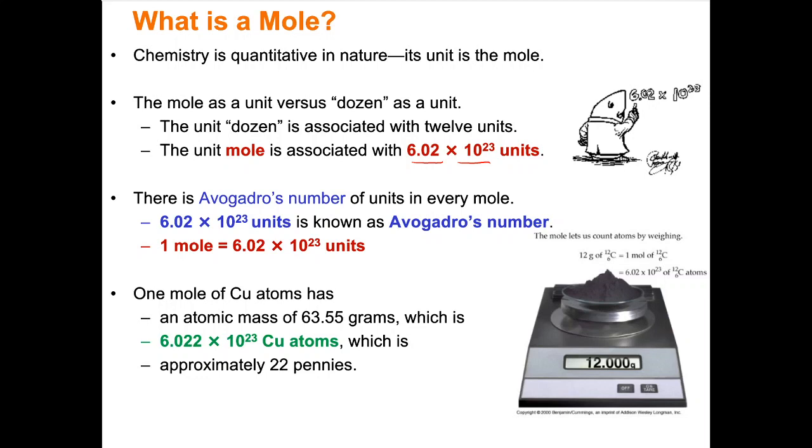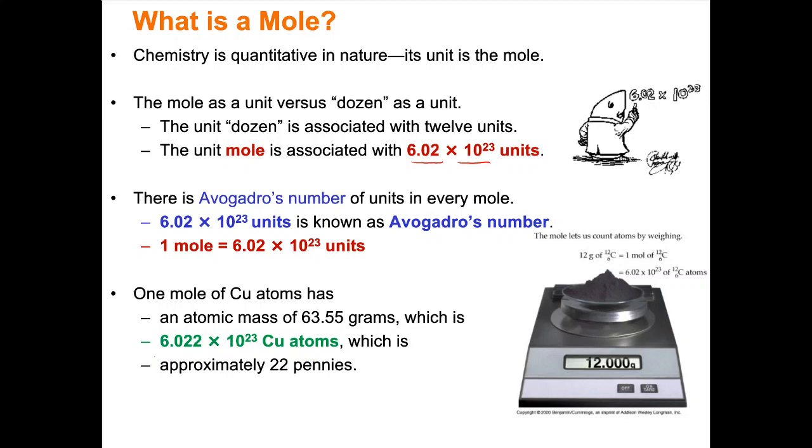So for instance, 1 mole of copper atoms has an atomic mass of 63.55 grams, which is 6.022 times 10 to the 23rd copper atoms, which is approximately 22 pennies. So why do I bother telling you that? Well, if you look at the periodic table and you look at copper, you see it has an atomic mass of about 63.55. Notice that's for 1 mole of copper atoms. So your periodic table tells you information about 1 mole of something. That's useful information if we're trying to go from mass to moles.